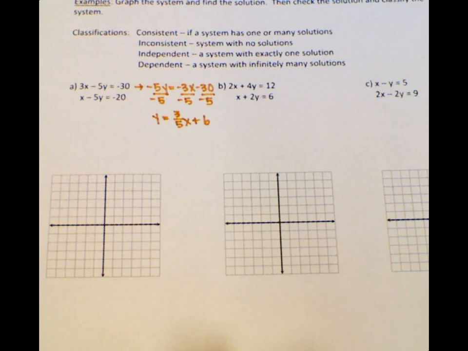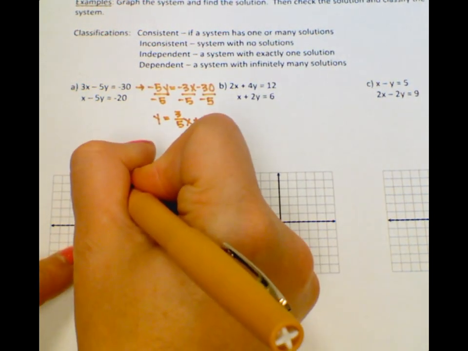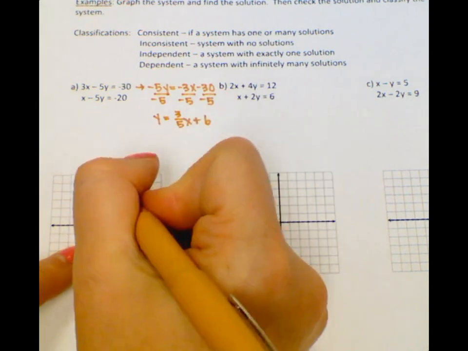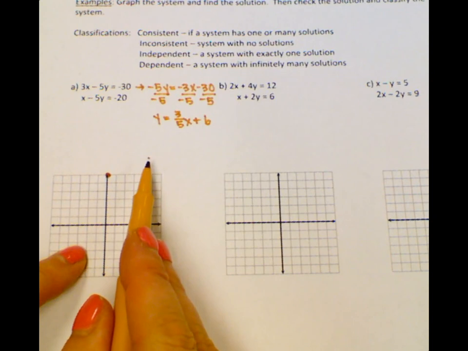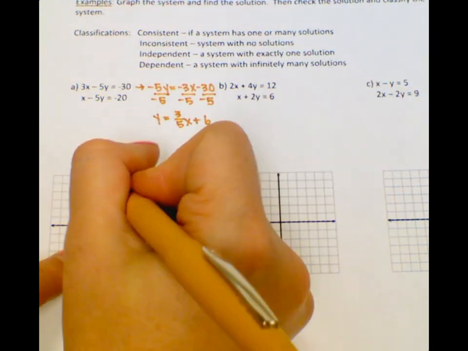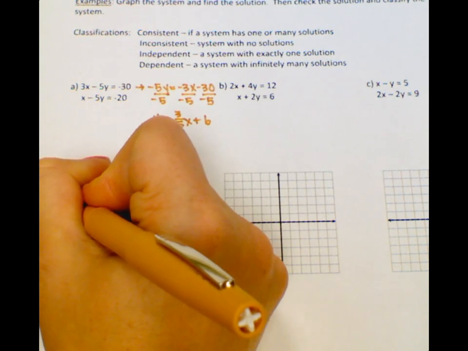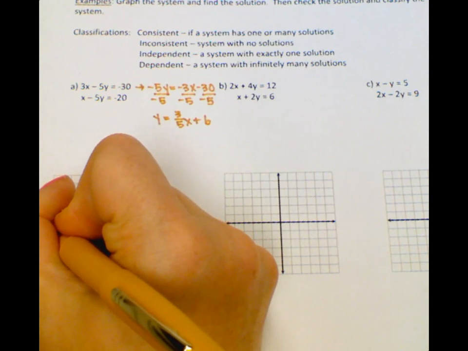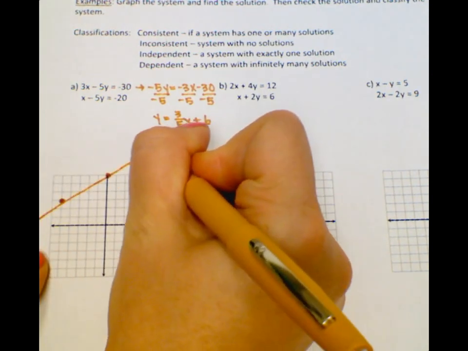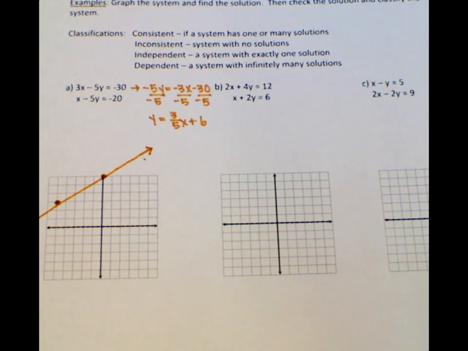All right, here we go. Let's graph it. So we start at 6. 1, 2, 3, 4, 5, 6. And we're going to go up 3 over 5. Well, up 3 over 5 is like right here. It's way off the grid, okay? So then let's go down 3 over 5. 1, 2, 3, 4, 5. Okay? So now let's draw our line. All right, there she is. Beautiful line.